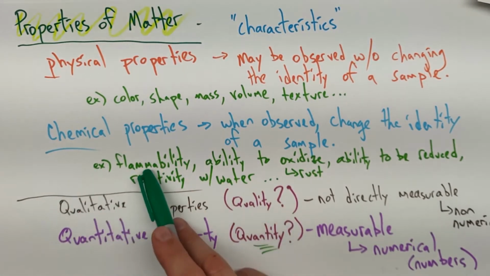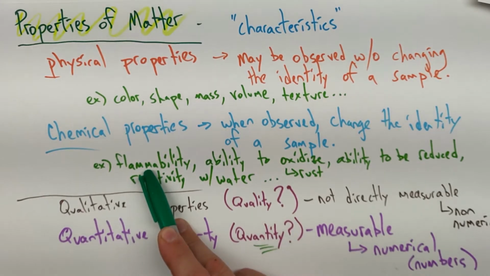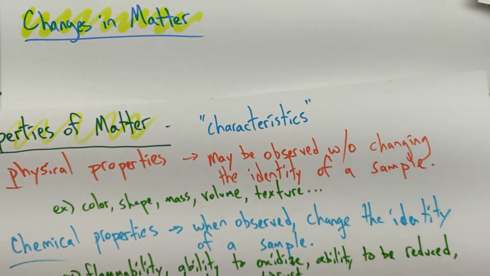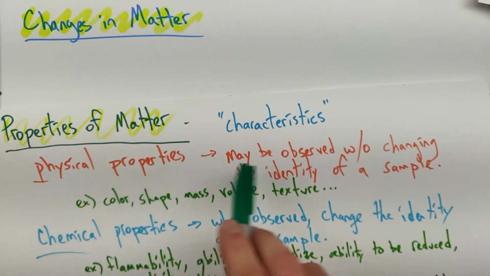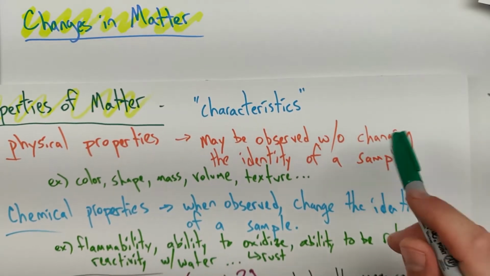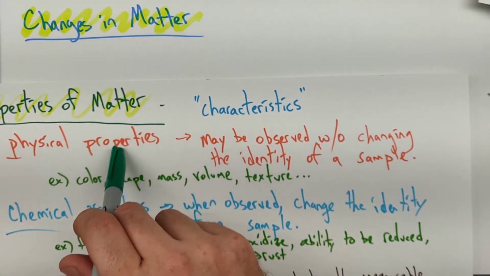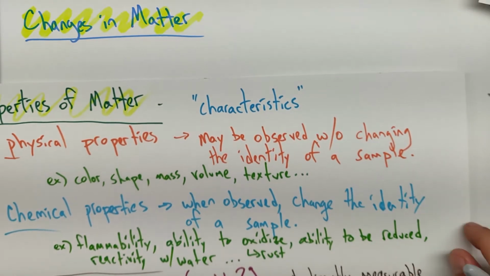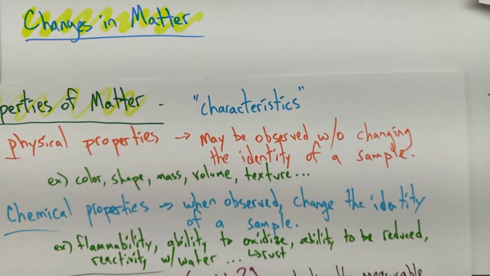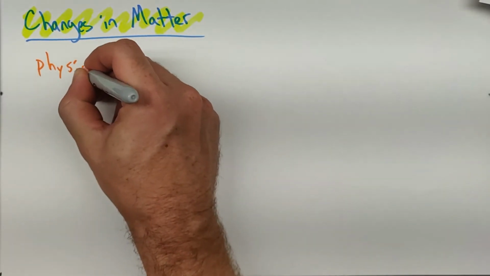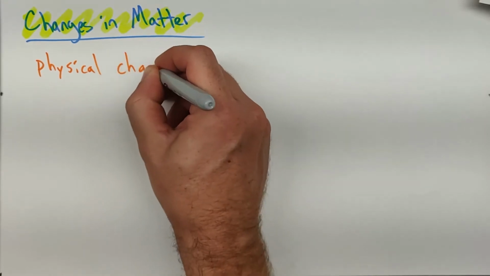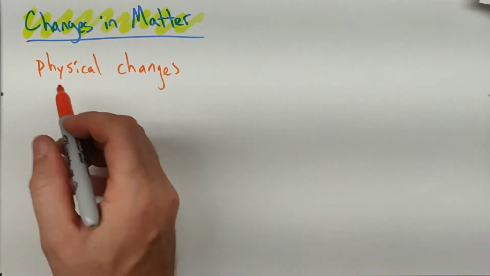If we have something that is flammability, the ability to burn, then we could say burning or combusting. So that's how we're going to handle this. We'll just take our physical properties, which may be observed without changing the identity of a sample, and a physical change then is a change without a change in identity. And so let's grab our markers and take care of that. We've got physical changes, and we have chemical changes.